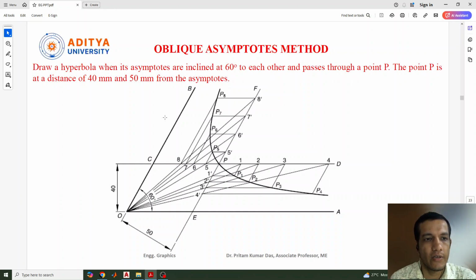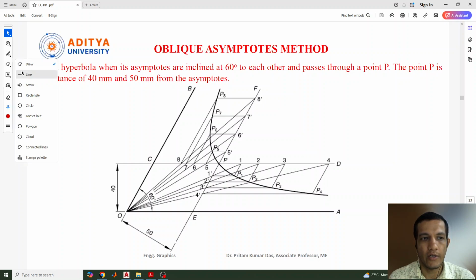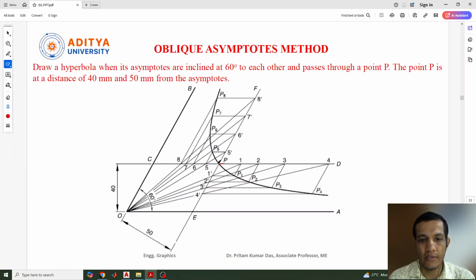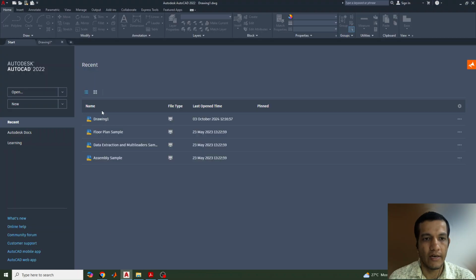The question given here: draw a hyperbola when its asymptotes are inclined at 60 degrees to each other and it passes through a point P. The point P is at a distance of 40 mm and 50 mm from the asymptotes. So the point we need to draw, we take it from the origin point at 50 and 40. And the remaining points are similar to the orthogonal asymptote method or rectangular asymptote method. So let's see it in AutoCAD.